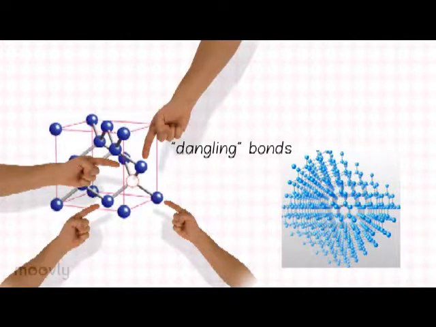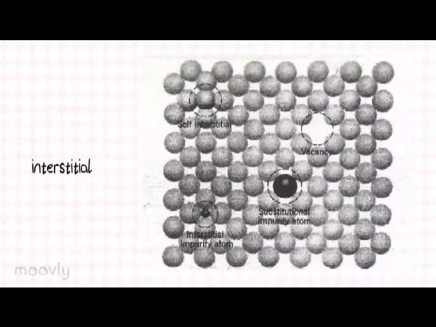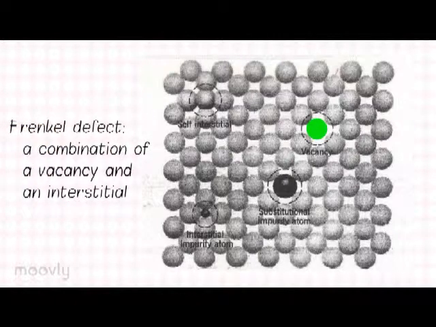atoms. An interstitial defect is present if there is an atom found in part of the lattice that should be void. See the extra atom squished into the lattice? We can also have a combination of a vacancy and an interstitial, which is known as a Frenkel defect. So here, there's a missing silicon atom, but it ended up somewhere else in the lattice that it shouldn't be.